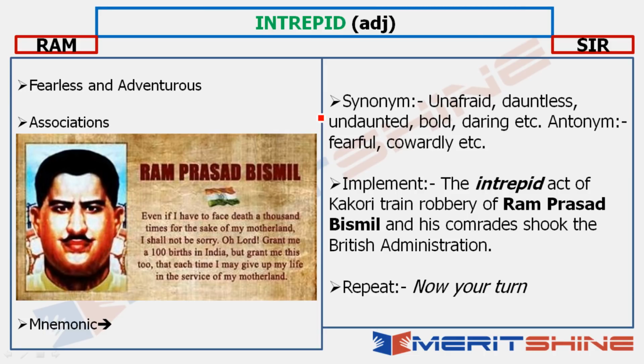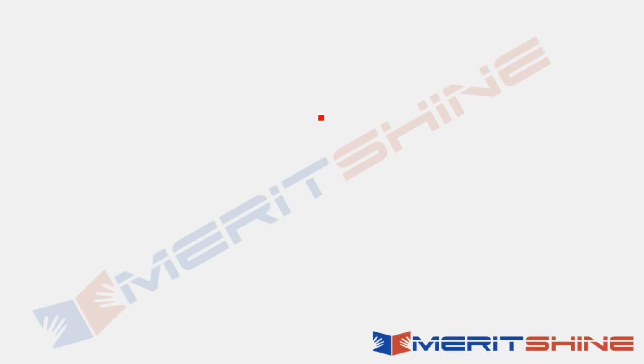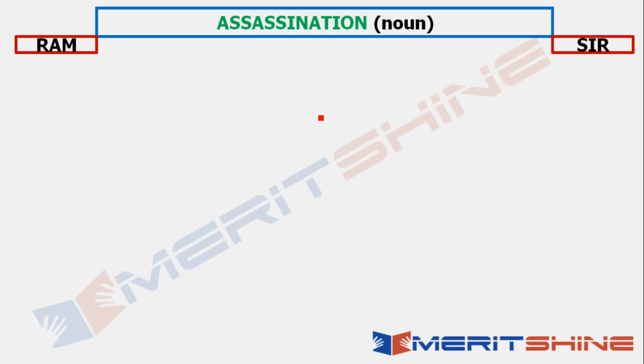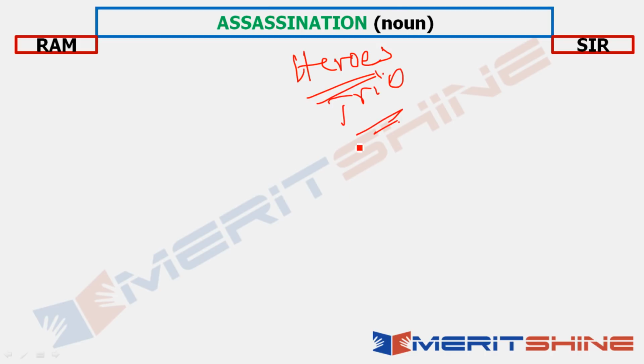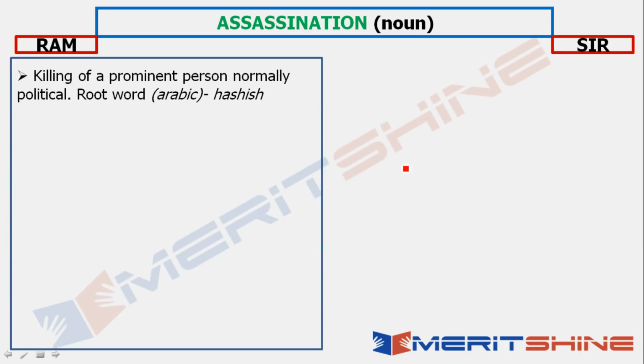Now, let's move on to the next person and the next hero of our freedom struggle with the word assassination. Now the next is not hero but heroes. A trio, led by another enigmatic character. I'll come to it. Assassination, noun. What does it mean? It means killing of a prominent person, normally political person. If a prominent political person is killed, then it's called assassination.